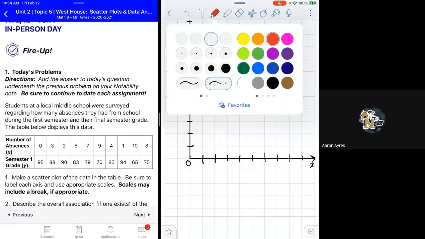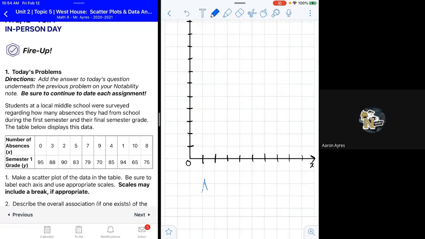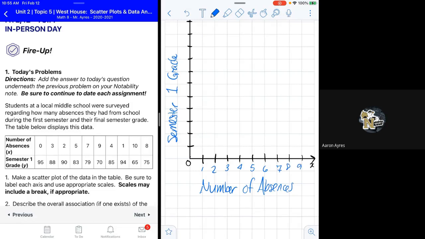So on the x-axis, we're going to title that one number of absences. Okay. Try that again. There we go. Okay. And then on the y-axis, semester one grade. I told you in the directions, if you wanted to, you may use a break. And you're more than welcome to use a break if you want to. I don't think that's necessary, though, on the x-axis because you have only integer absences. The biggest is 10. We have 10 spots, so that's going to work out just fine. So 1, 2, 3, 4, 5, 6, 7, 8, 9, 10.